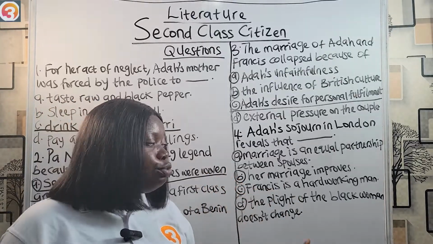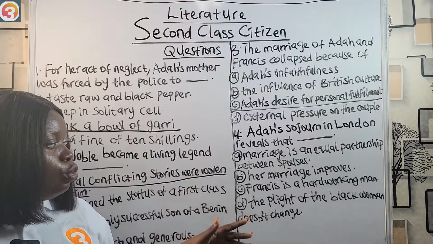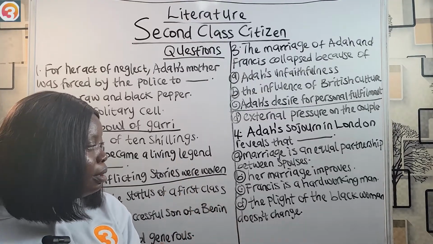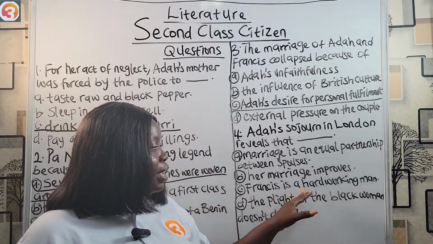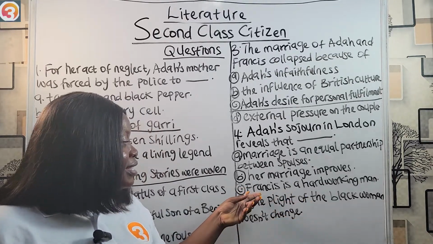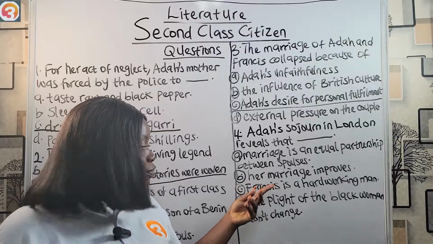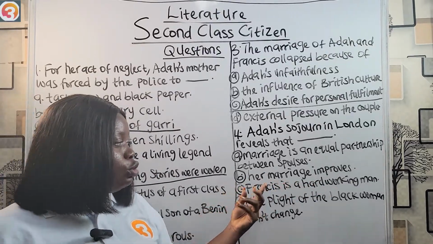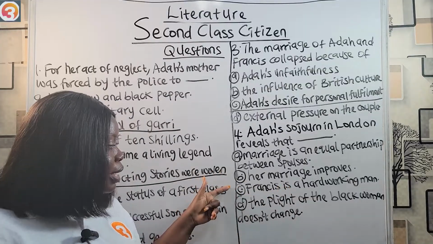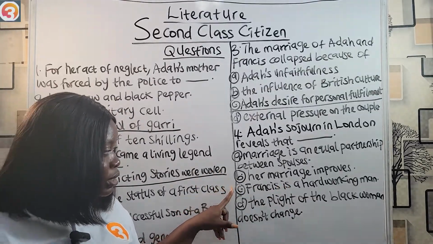And then, her marriage improves. It does not. We see them going through problems after problems after problems until Ada finally had to leave. Then, Francis is a hardworking man. This sentence can be like an oxymoron. Francis, hardworking, those are like two opposing words. If they were coming together, we would say, okay, this is an example of an oxymoron. Francis was not a hardworking man.